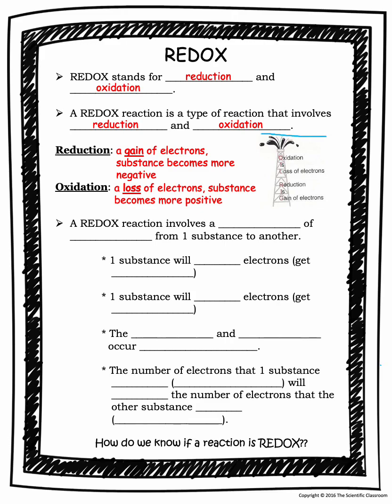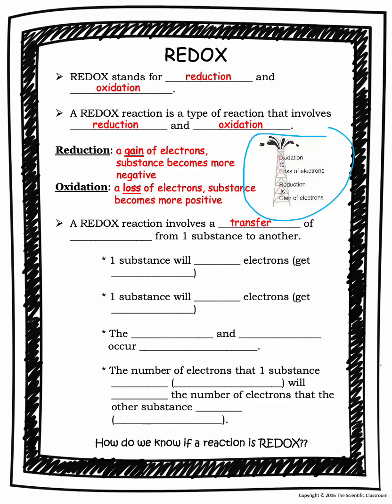So one way to remember this is right here. It's called OIL RIG. It's a mnemonic. OIL stands for oxidation is loss of electrons, and RIG stands for reduction is gain of electrons. So if you ever need to remind yourself which is which, you can try OIL RIG. Oxidation is loss and reduction is gain.